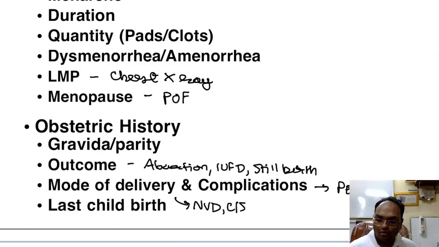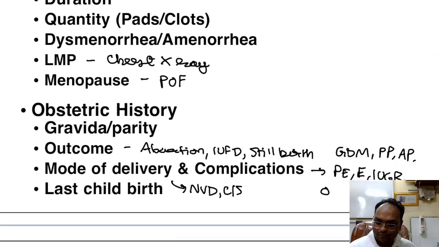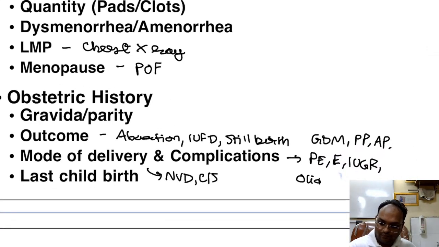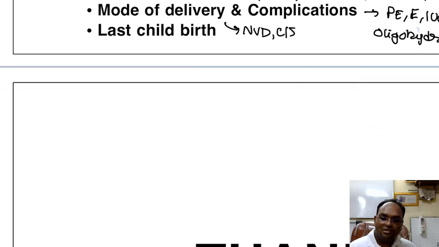Right, so and of course last childbirth কবে হয়েছে, that is also very important. GDM, preeclampsia, right? Placenta previa, abruptio placentae. So that is all about your history.